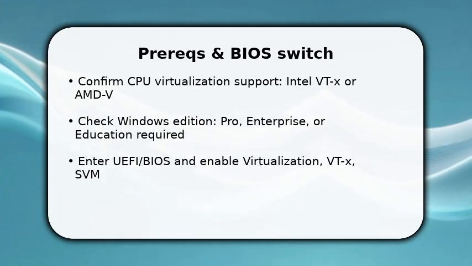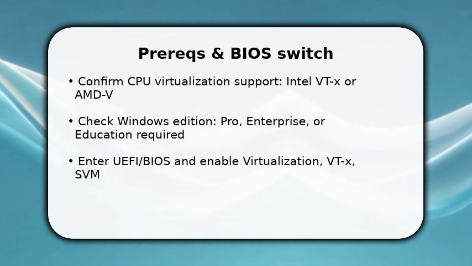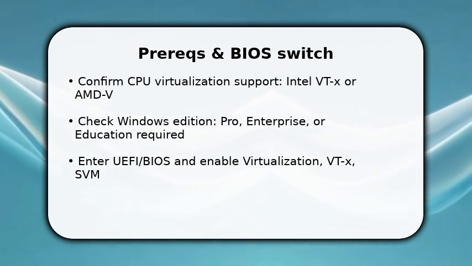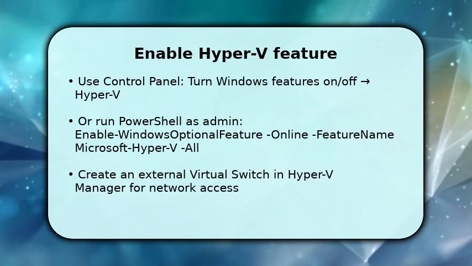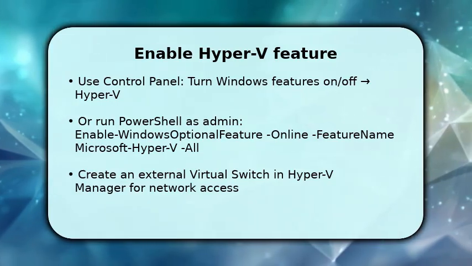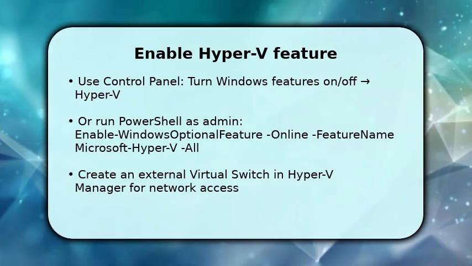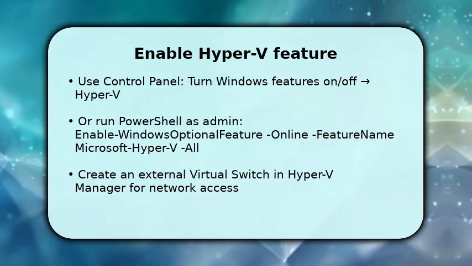If you prefer a quick check before rebooting, open Task Manager. Go to Performance and verify virtualization reads enabled so you know the firmware change took effect. Now enable the Hyper-V platform inside Windows. You can turn Windows features on or off, check Hyper-V in Management Tools, then click OK. Windows will apply changes and prompt for restart.